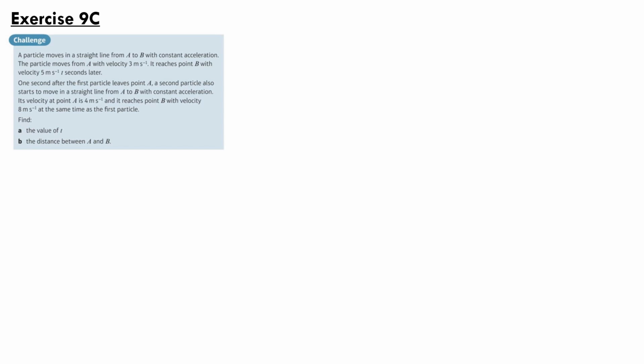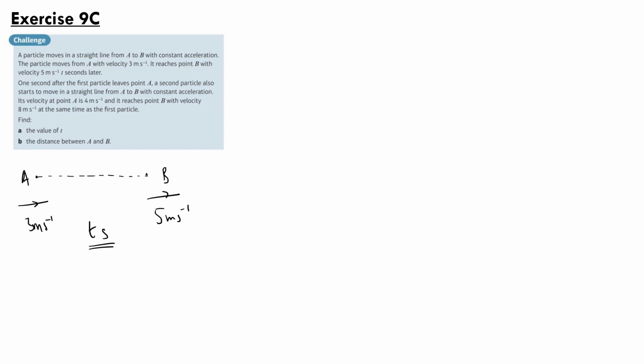Okay, so if we draw a little diagram to help with this, if this is the point A, and this is the point B, then the particle moves along this line here, and it starts at point A with velocity 3 meters per second, and it reaches point B with velocity 5 meters per second, and this takes time t seconds. And 1 second after the first particle leaves point A, a second particle also starts to move in a straight line from A to B with constant acceleration.